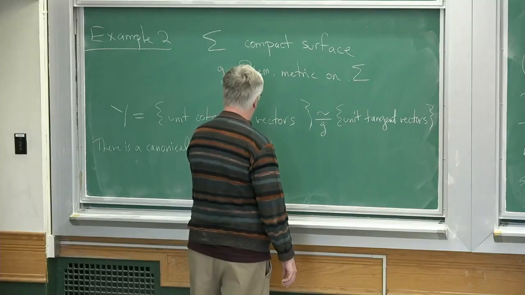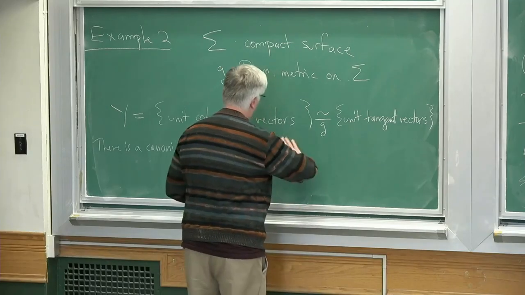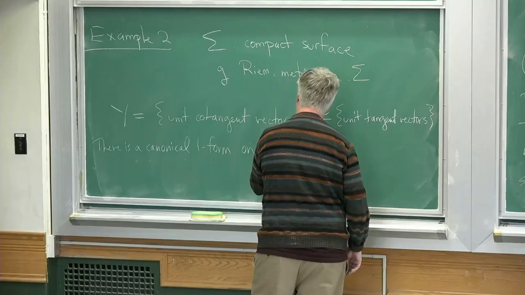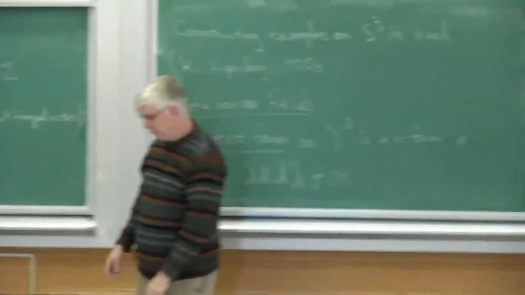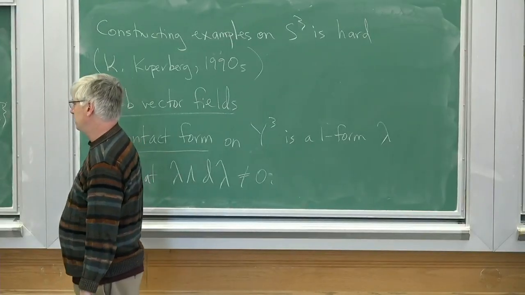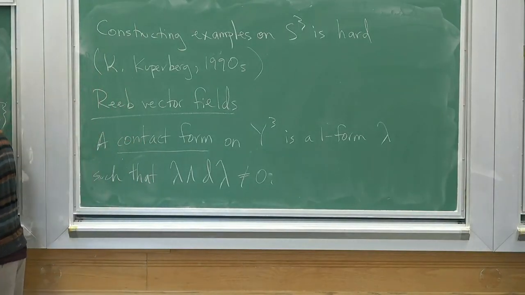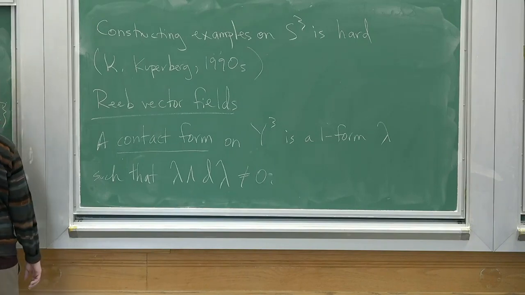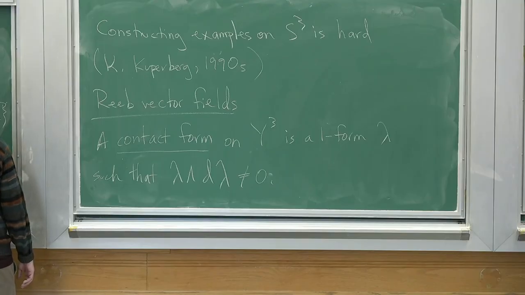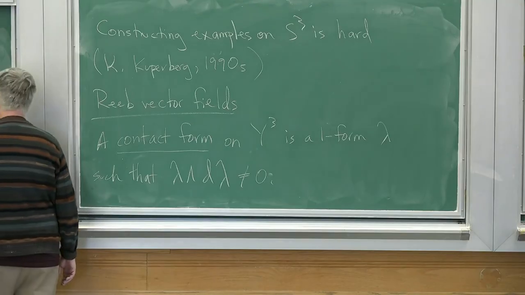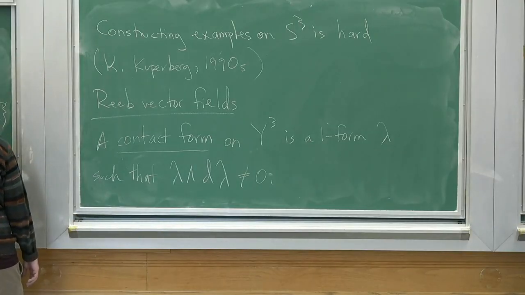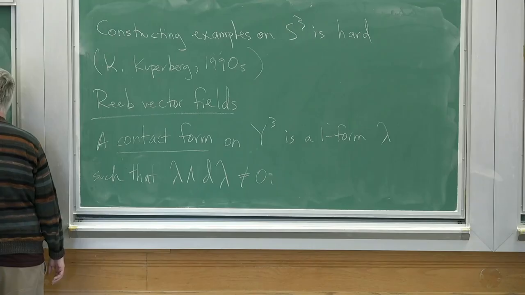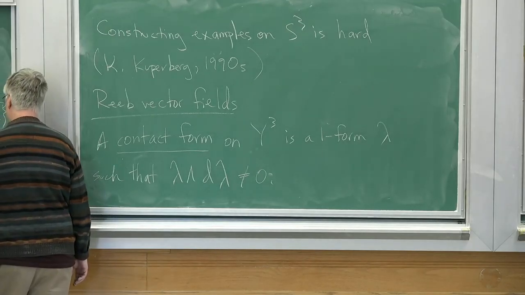So there's a canonical 1-form on the cotangent bundle. Actually, there's a canonical 1-form on the cotangent bundle of any smooth manifold. So basically, in local coordinates, q1 and q2 are local coordinates on the surface, and p1 and p2 are the corresponding local coordinates on cotangent vectors.